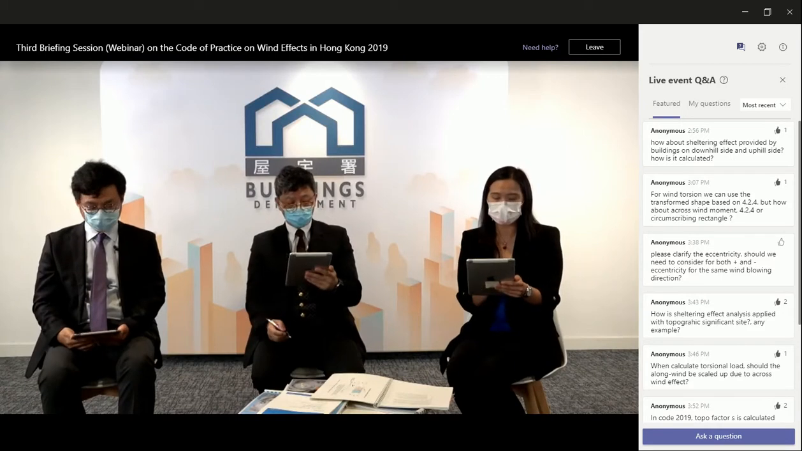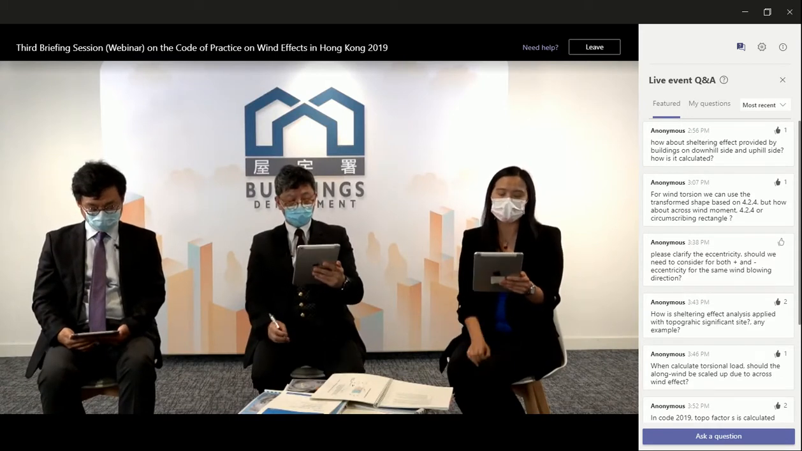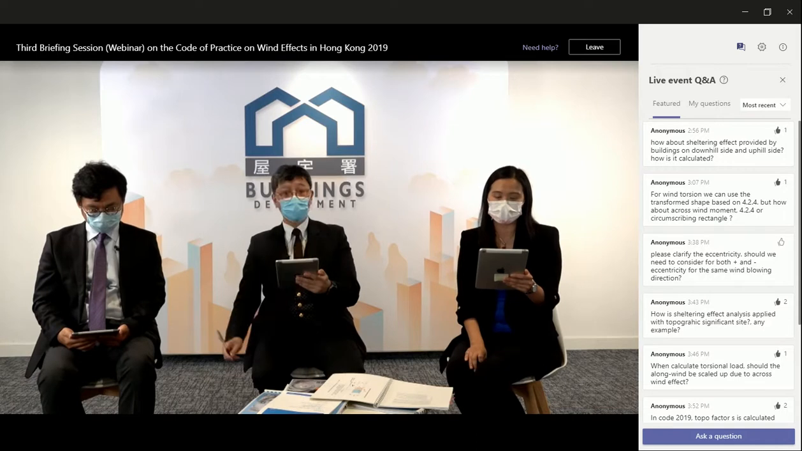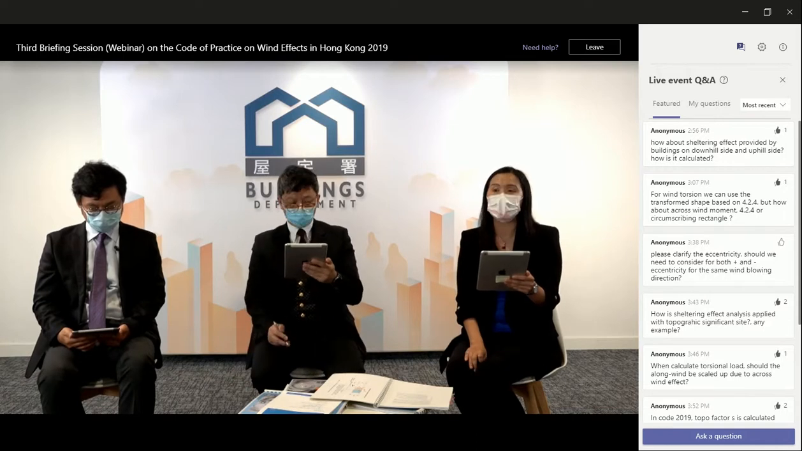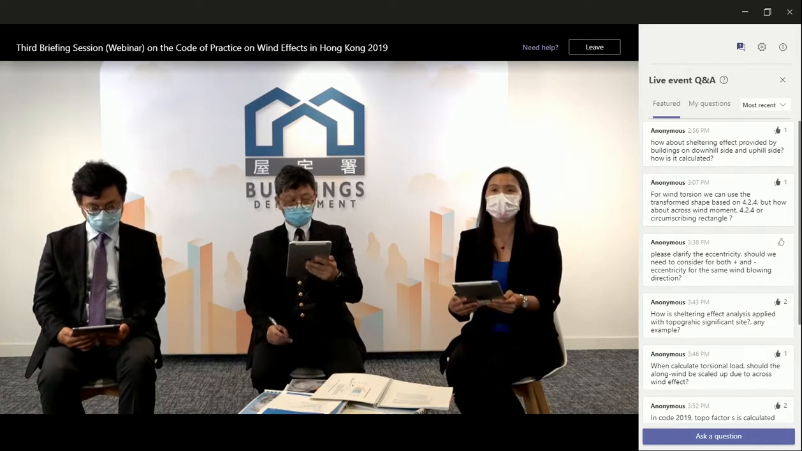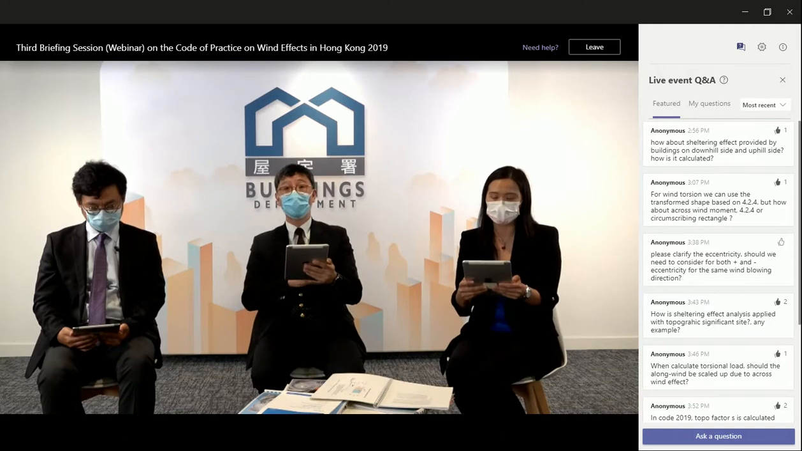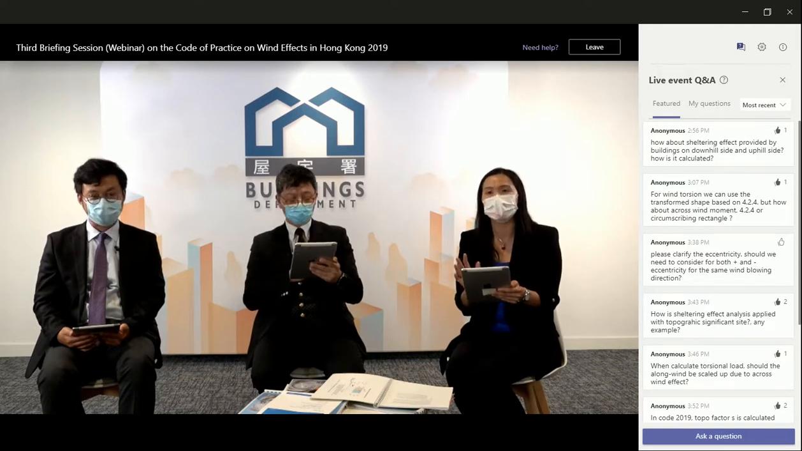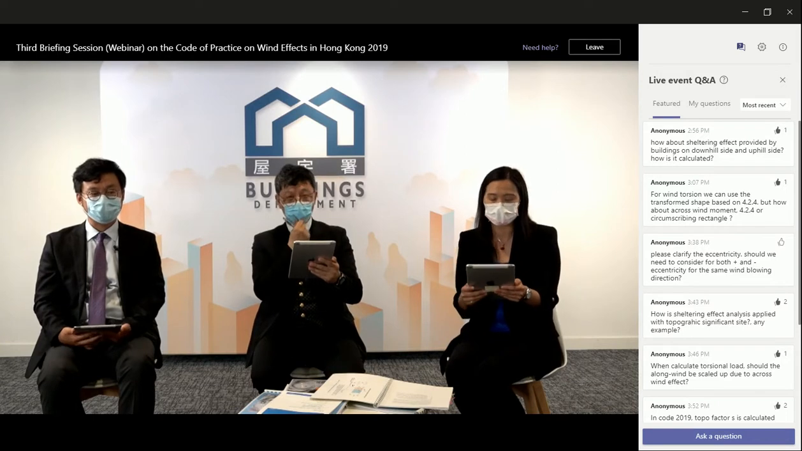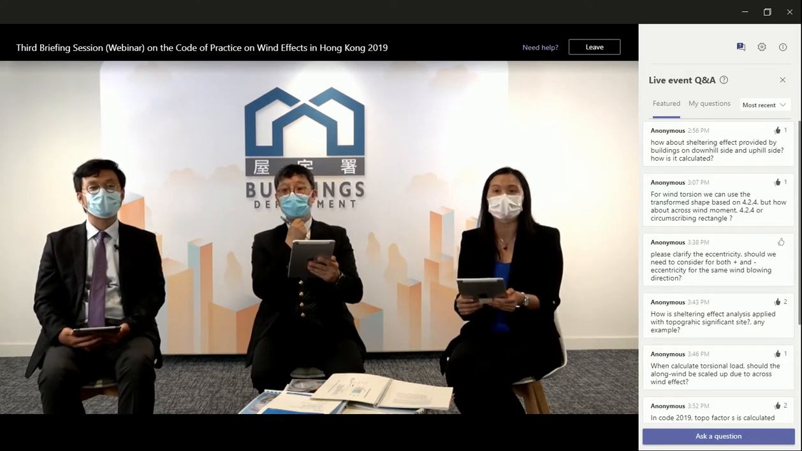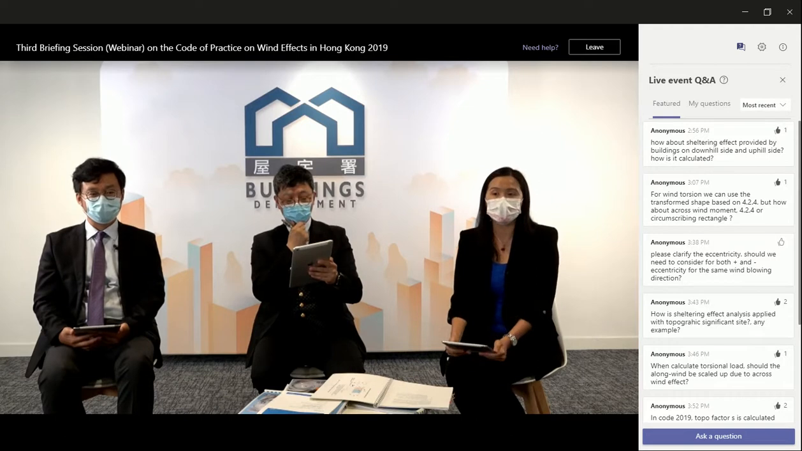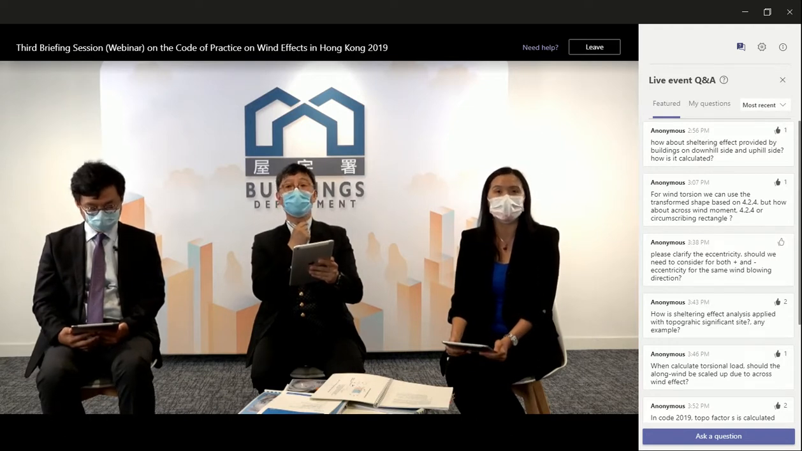Yes, thank you. So the next one is how is the sheltering effect analysis applied with topographically significant sites? I think this question may be a little bit confused between the sheltering effect and the topographic significance, because in the code, the sheltering effect and the topographic effect are actually considered as two separate factors.